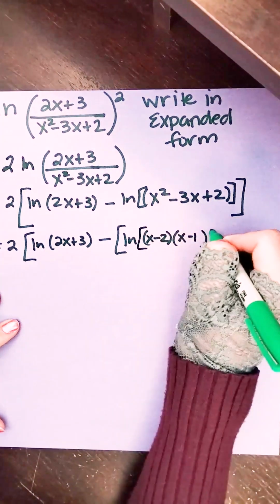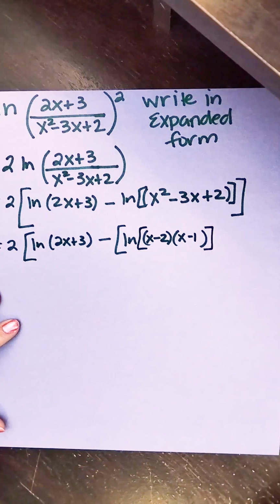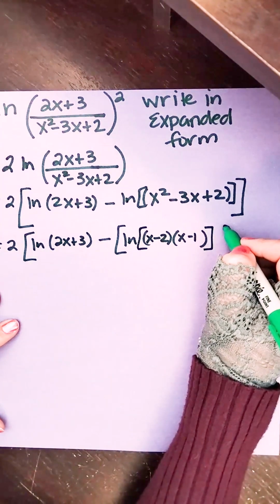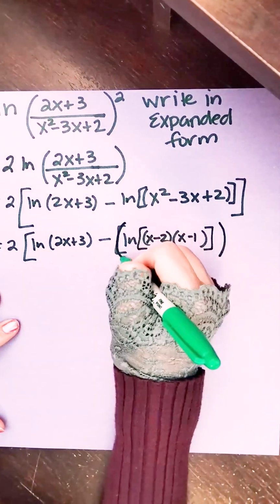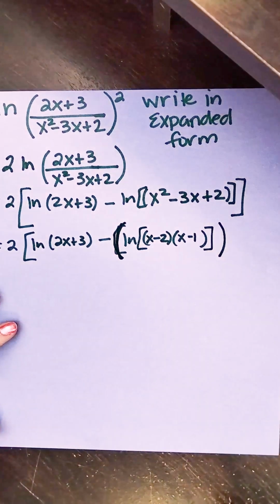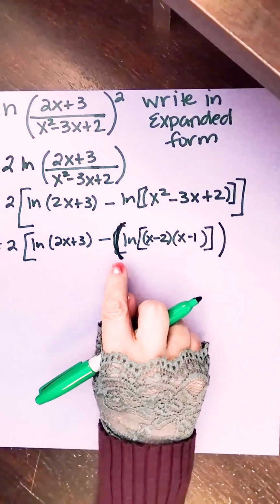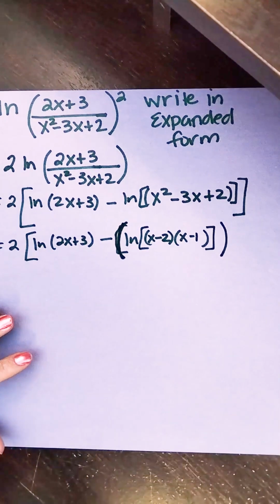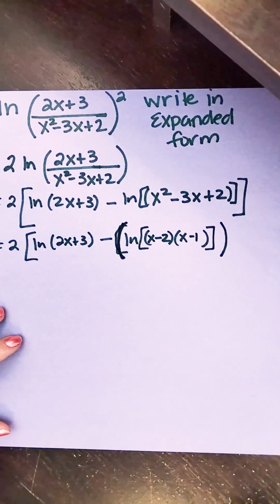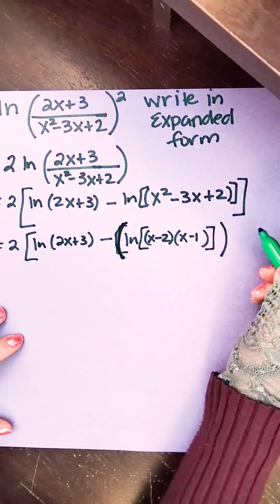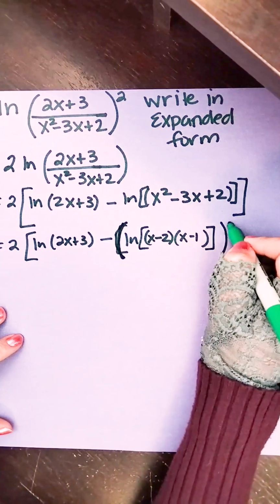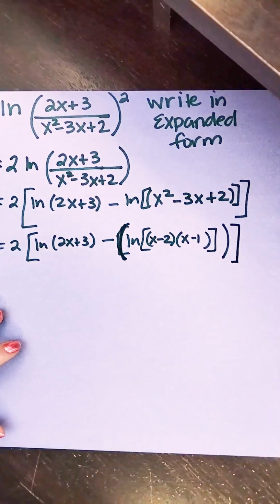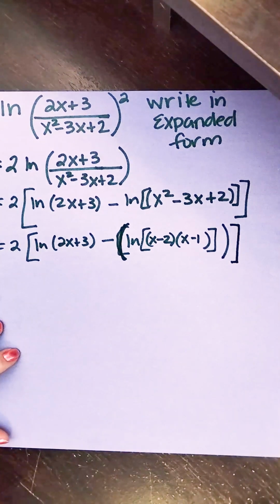So I have the natural log of x minus 2 times x minus 1, put parentheses here. So I have minus the natural log of x minus 2 times x minus 1. Okay, and of course I am multiplying 2 to everything. So I'll put these brackets there.